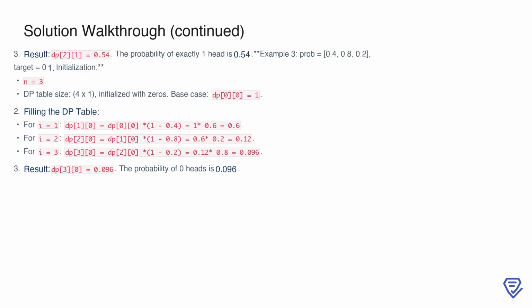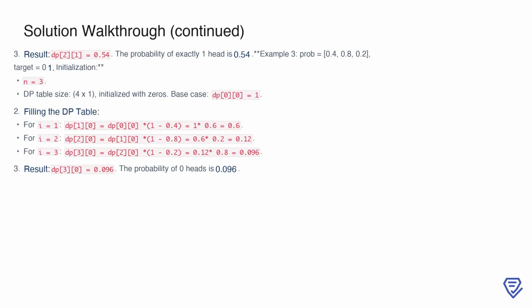We initialize the DP table with 4 rows and 1 column, since the target is 0 heads. As always, the base case is set with dp[0][0] = 1. For the first coin, the probability of 0 heads is dp[1][0] = dp[0][0] * (1 - 0.4), which evaluates to 0.6.